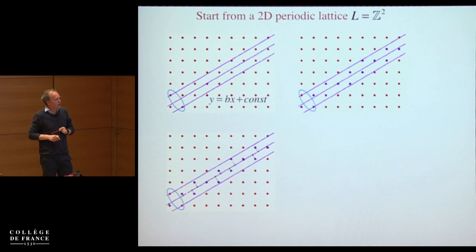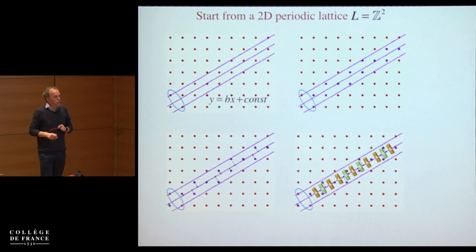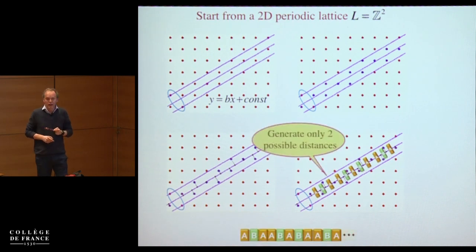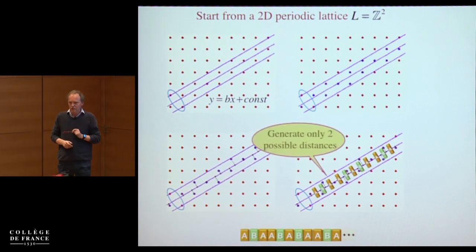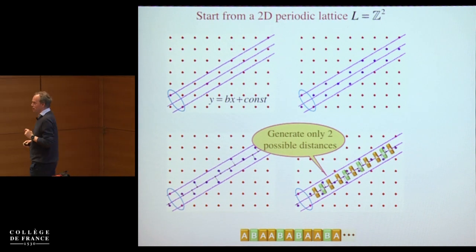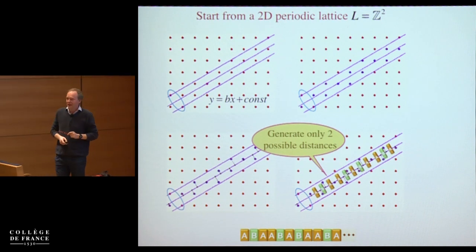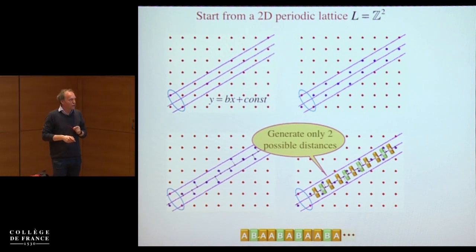So doing this, you generate a number of distances between neighboring projections. And now you put a letter to each of those distances. But the surprise is that like this, you generate only two possible distances. Not 3, not 4, not 25, just 2. So this is already not a trivial result. You generate a structure made out of words, made out of 2 letters, and the letters are those distances.